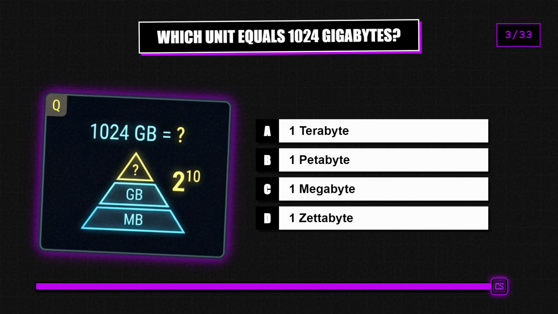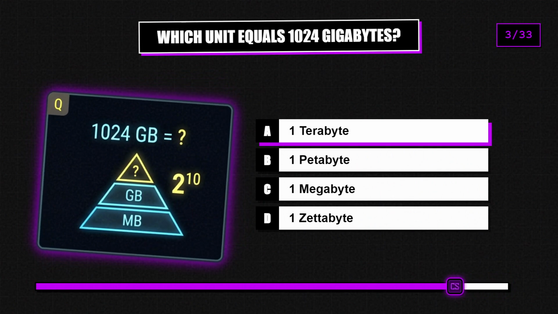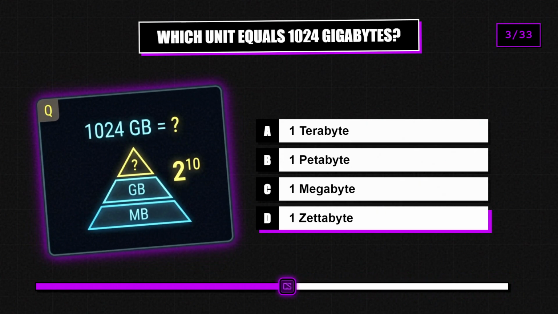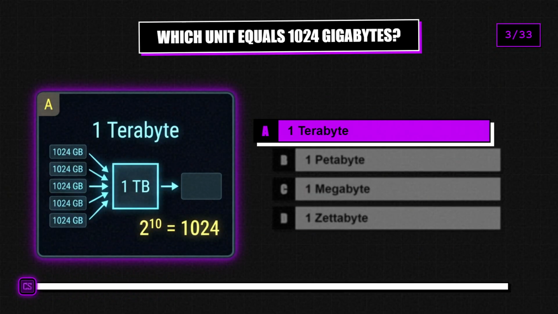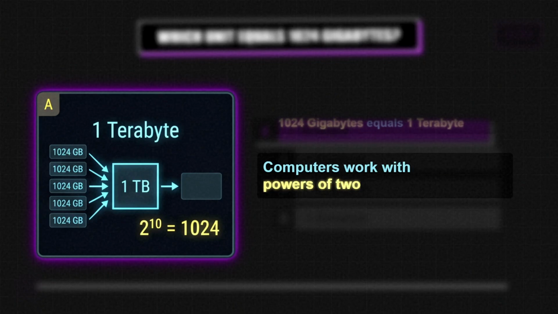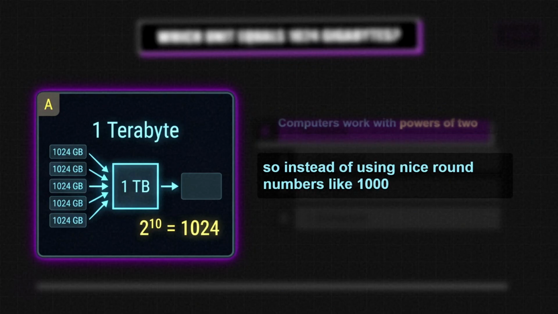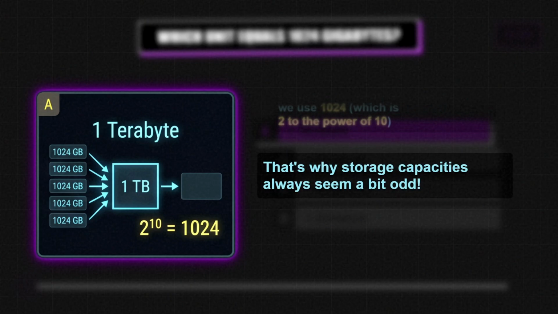Which unit equals 1024 gigabytes? 1024 gigabytes equals 1 terabyte. Computers work with powers of 2, so instead of using nice round numbers like 1000, we use 1024, which is 2 to the power of 10. That's why storage capacities always seem a bit odd.